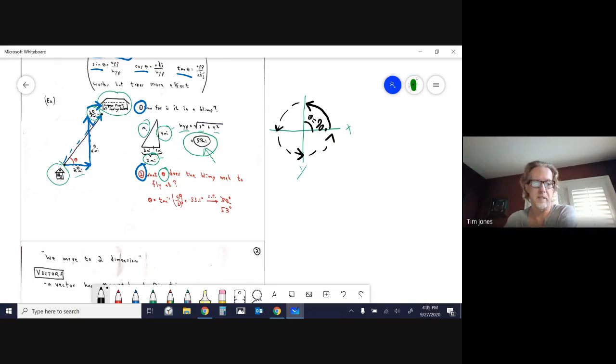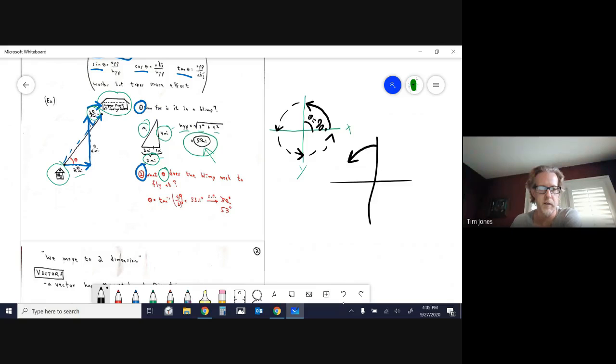A problem might define things differently. They might ask, what's the angle counterclockwise from the y-axis, from the positive y? In that case, you would just say, what's the angle going that way? And so you have to pay attention to the problem, but if it doesn't say anything, then always do it the way I did it here, at least in my class.